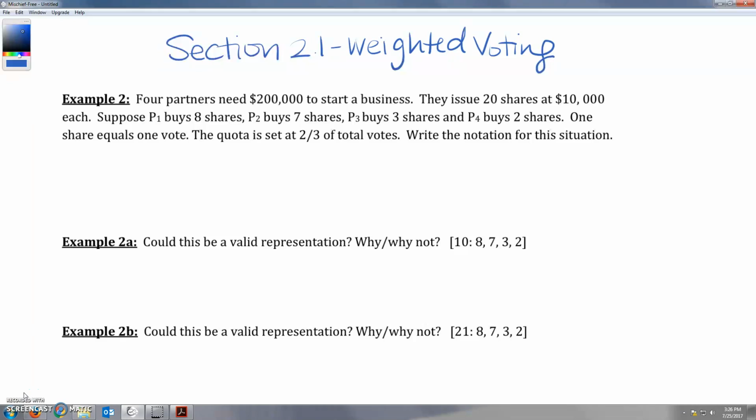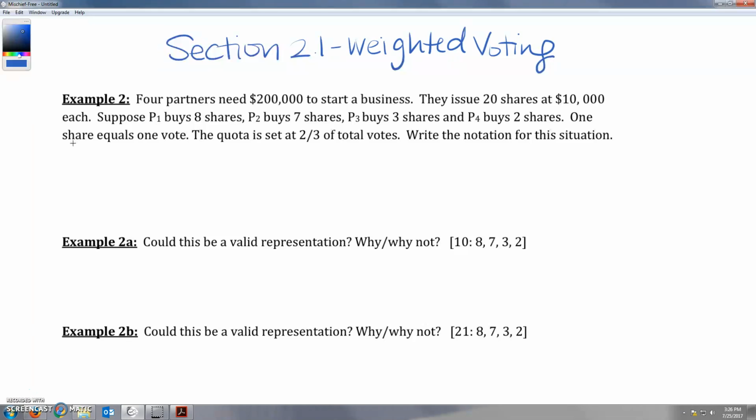4 partners need $200,000 to start a business. So what they do is they're going to issue 20 shares, which cost $10,000 each. When they sell these shares, they'll have the $200,000 to start the business. Player 1 buys 8, player 2 buys 7, player 3 buys 3, player 4 buys 2. 1 share is 1 vote, and the quota is set to be 2/3 of the total votes. We want to write out the notation for this situation.